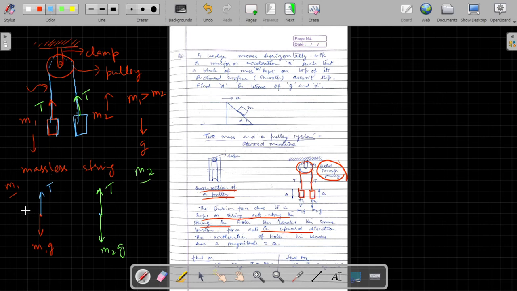So let us mark the accelerations of both the blocks. Let us say m1 has a downward acceleration a, and m2 has an upward acceleration a. Now, after having decided the acceleration and the direction and value of tension acting on both the blocks, it just becomes a question of solving some equations. The main idea behind discussing the two mass and a pulley system is how to draw a figure and how to approach it.